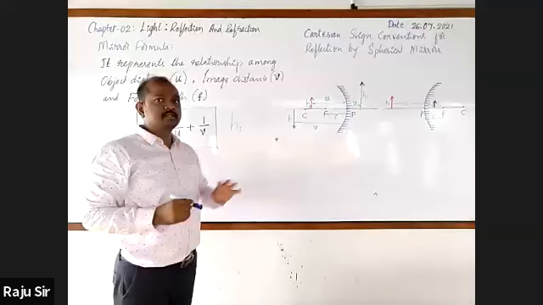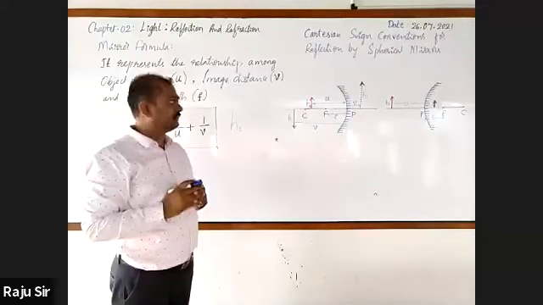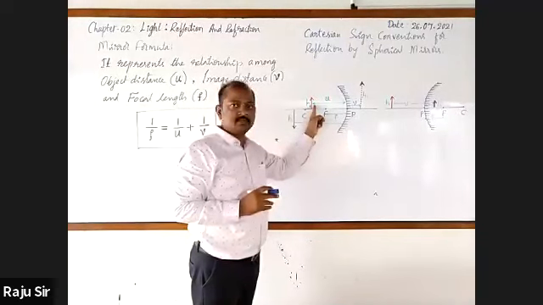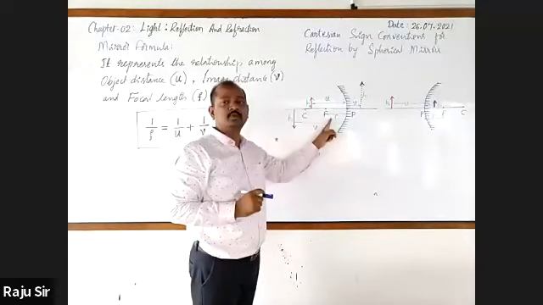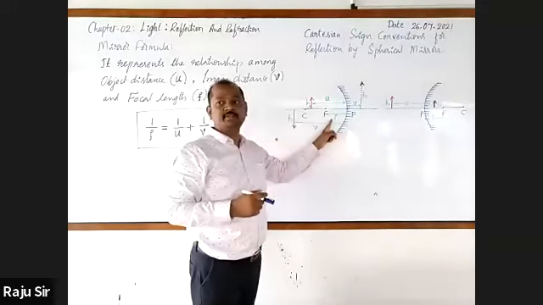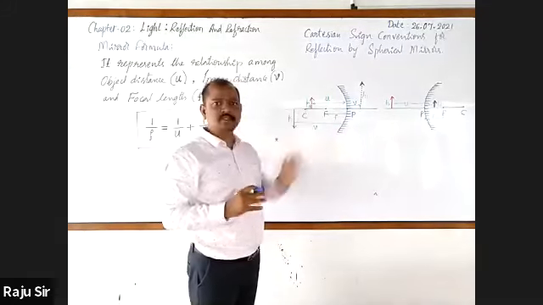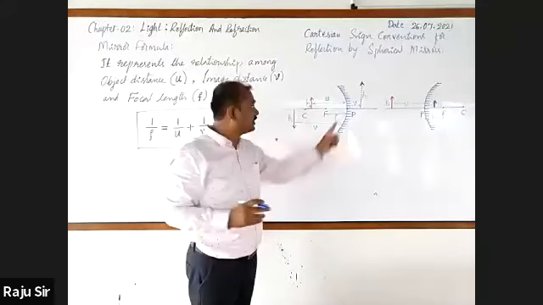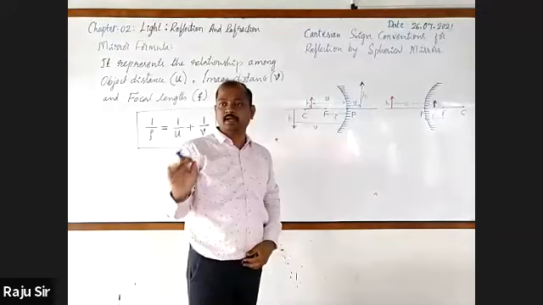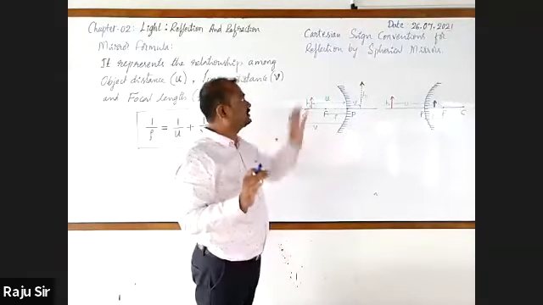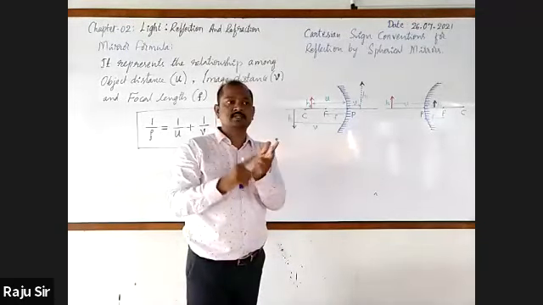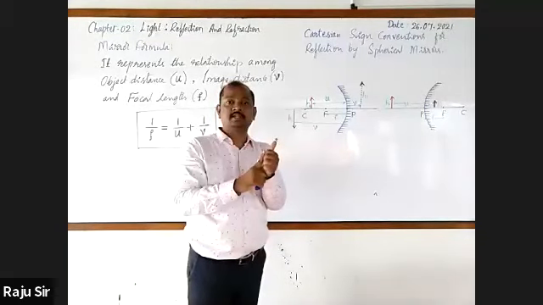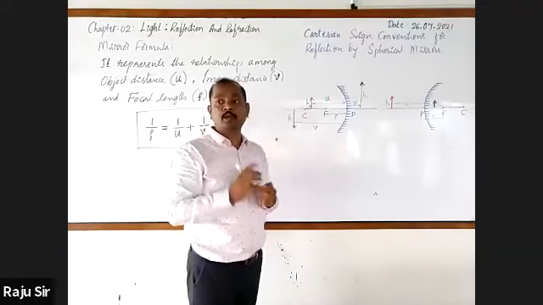Here we will consider 4 important distances. One is object distance, second one is image distance, third one is focal length, and radius of curvature. All the distances are measured from the pole of the mirror. This is the first Cartesian sign rule to be remembered. All the distances, whether it may be object distance, image distance, focal length, or radius of curvature, all are measured from the pole of the mirror.